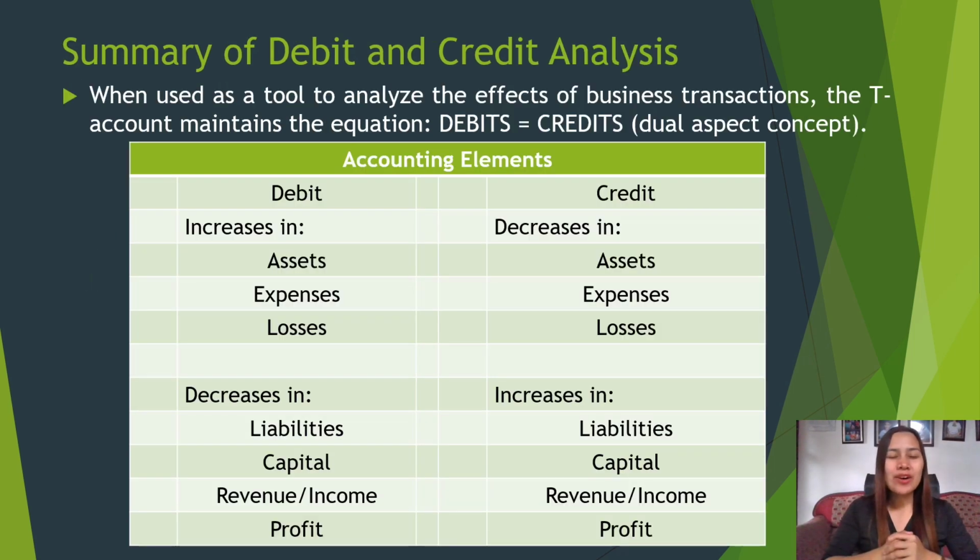Alright, we are now done discussing the rules on debit and credit. So, do you remember the rules? Rules for asset, rules for liabilities, rule for capital, for revenues, and for expenses. So, let's take a look at the summary of debit and credit analysis.